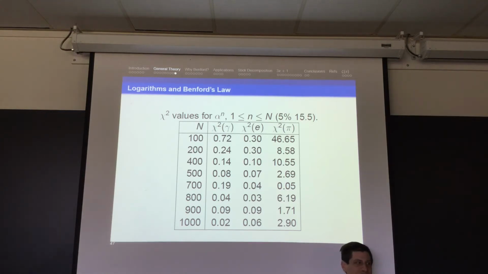One of these numbers is not like the other. One of these numbers just doesn't belong. Pi. Pi starts off really bad. The chi-squared value should be at most 15.5. It's really bad, but then it starts coming down and gets really small. Okay, but then it gets up again. Then it goes down. Then it gets up again. What's going on with pi?